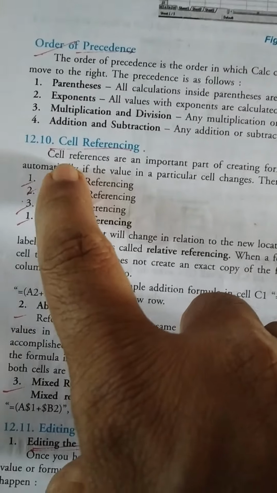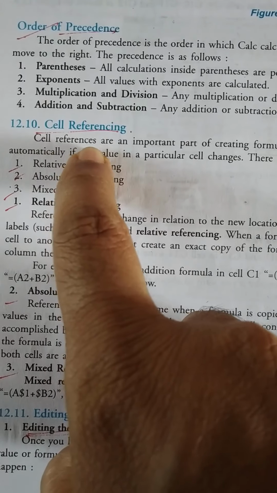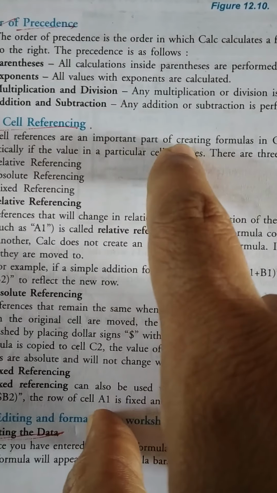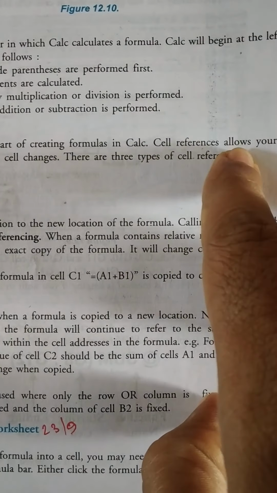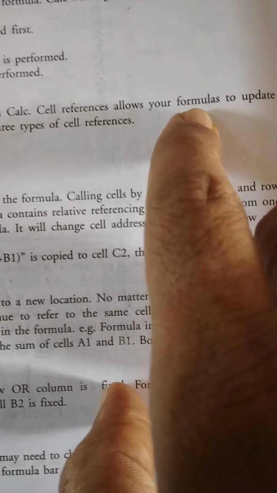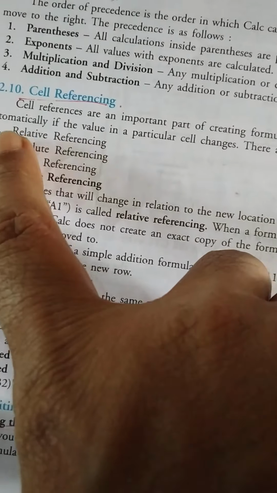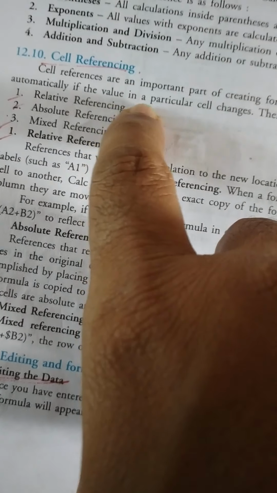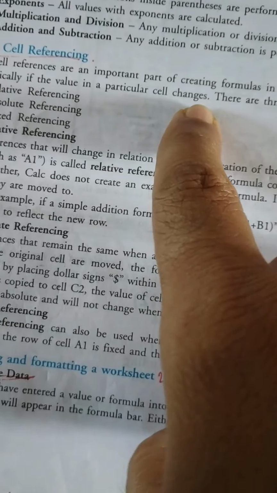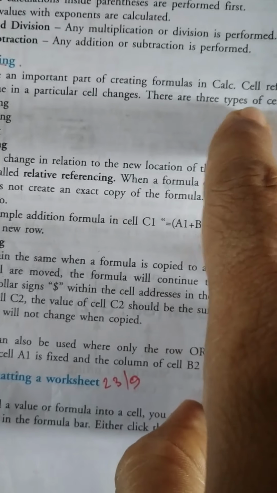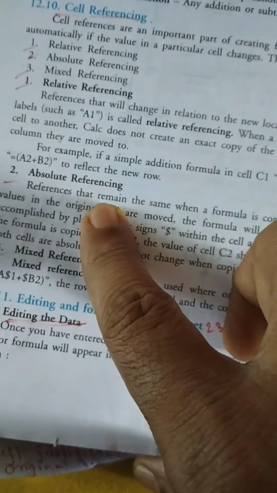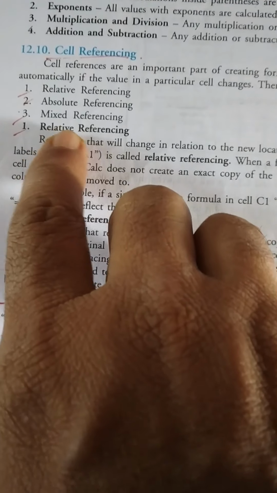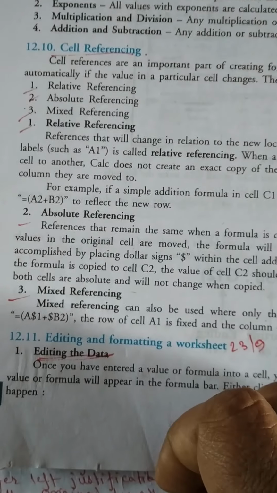So see, what is this cell referencing first? A cell reference is an important part of creating formulas in Calc. A reference allows your formula to update automatically if the value in a particular cell changes. There are three types of cell referencing: relative cell referencing, absolute cell referencing, and mixed cell referencing. So first of all, we will see what is relative cell referencing.